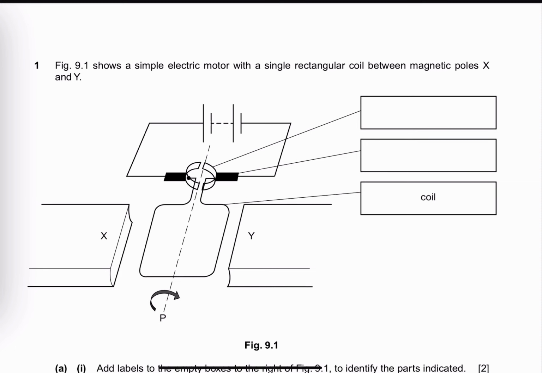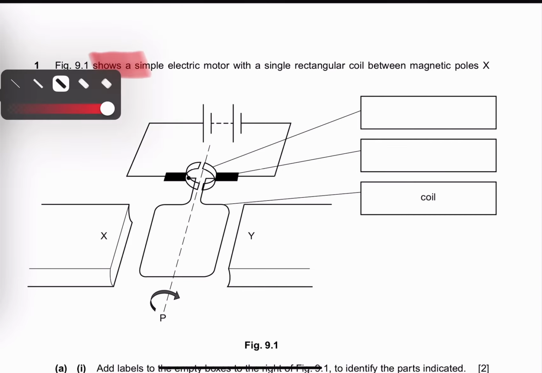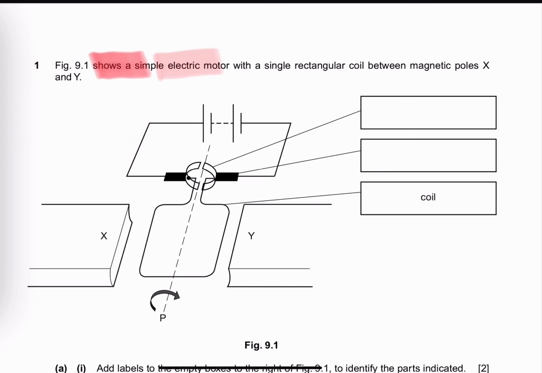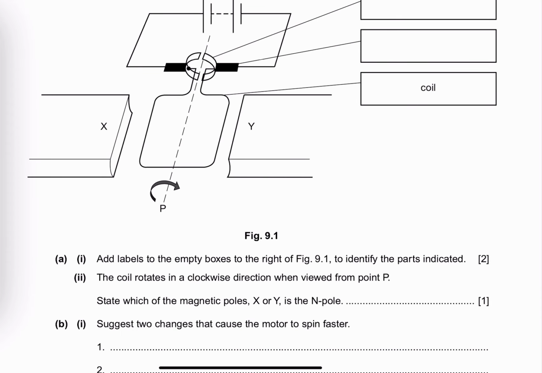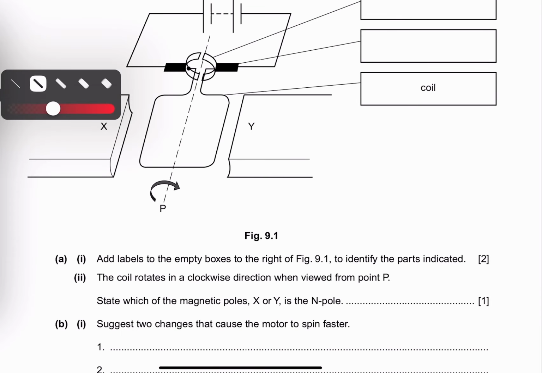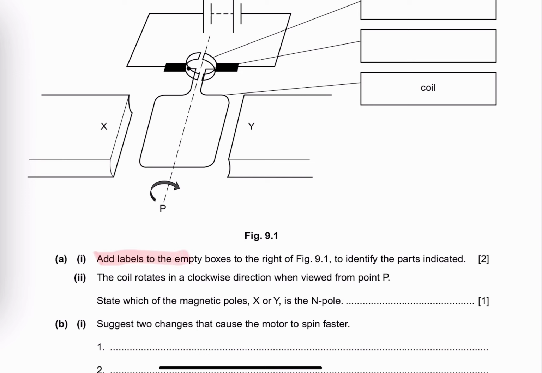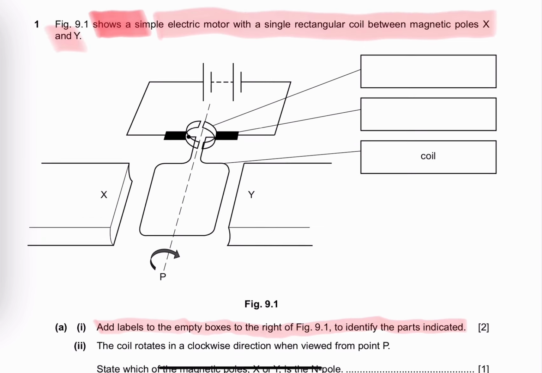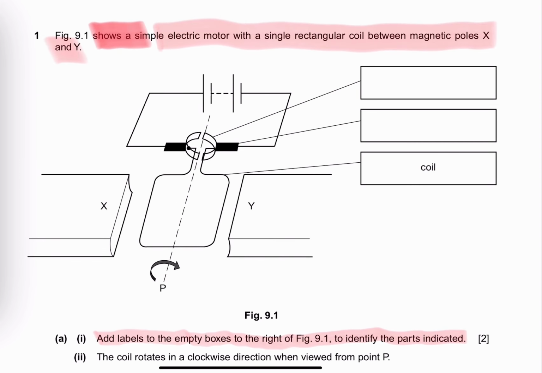First question we have, in which we have to identify, shows a simple electric motor with a single rectangular coil between magnet X and Y. What we have to do, we have to add labels to the empty boxes to the right of the figure to identify the labelled parts indicated. Okay, so we have to identify these parts.